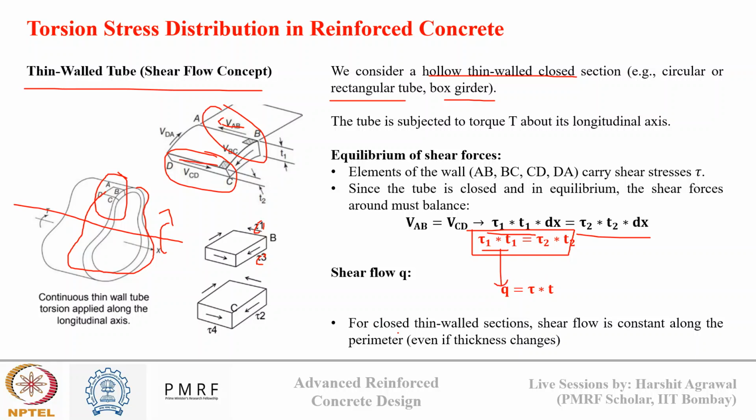So for a closed thin wall section we say shear flow is constant along the perimeter. For the entire section the shear flow is constant and equal to tau times t, where t is the thickness of this tube. Here we are seeing that the thickness is varying. However, if the thickness increases, the tau value will decrease. Eventually tau times t will remain the same. So this is the theory known as the shear flow concept.